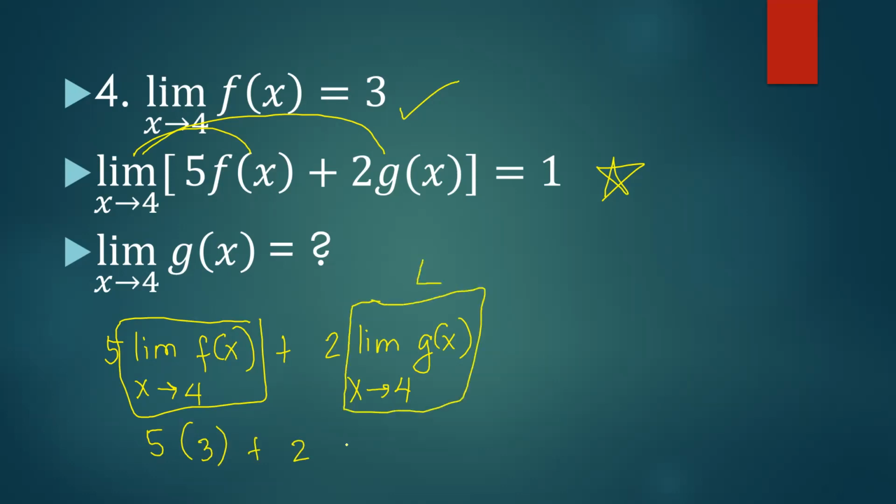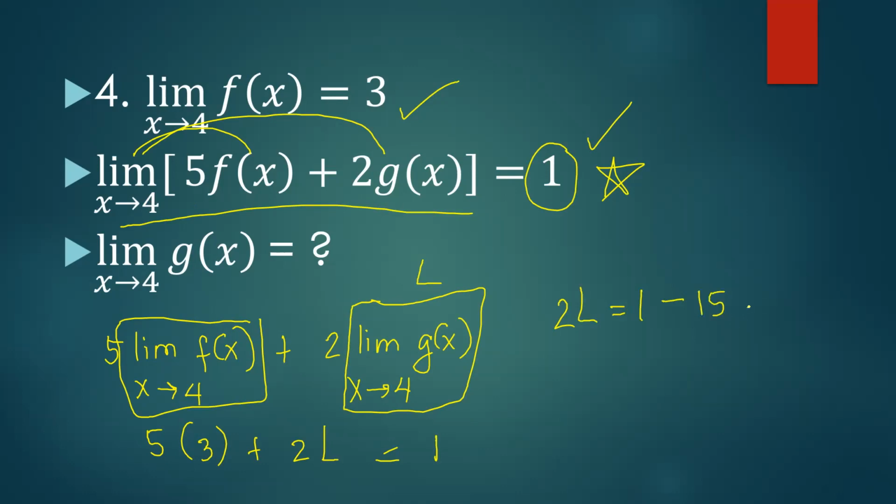Sabihin natin that is equal to capital L. But we know the value of the limit of this, no? That is equal to 1. So we use that here. Okay. So we can just manipulate this algebraically. So we have 2L equal to 1 minus 15 or negative 14. So we have the value of the limit to be equal to negative 14 over positive 2, and that's negative 7. So that's the limit we are looking for.